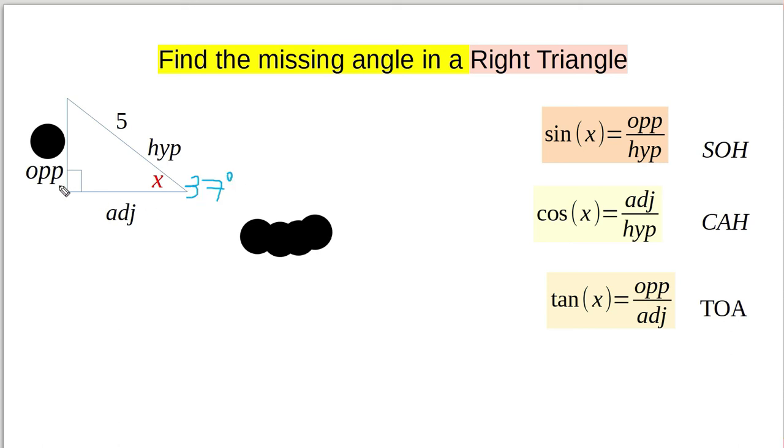But we don't know the opposite side, we don't know the adjacent side. We can still use one of these formulas to solve this problem. Let's look at what we have and what formula we can choose. We have the angle, that's fine. We have the hypotenuse. So having the hypotenuse makes us maybe discard the tan. Now we are left with the sine and the cosine.